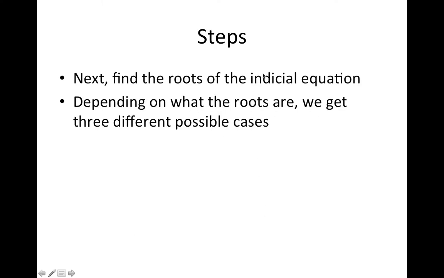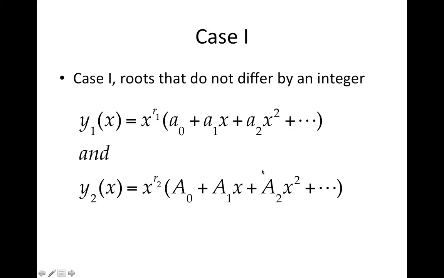Okay, so the next step is to find the roots of this equation, and then depending on what the roots are, we get three possible cases. So remember a naught, b naught, c naught. These are all expansions. So in case one, we're going to have some roots that don't differ by an integer. So we'll have an r1 and an r2. And if that's the case, then we have a solution y1 that is x to the r1 times the series, and we have a solution y2 that's x to the r2 times the series. So the r1 and r2 would just be two distinct numbers, not differing by an integer.